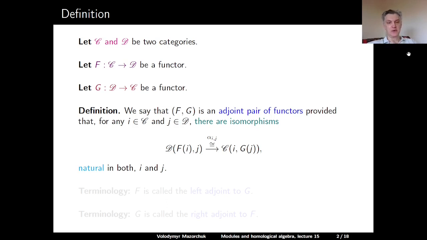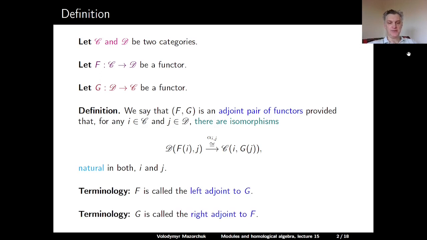Note that the isomorphisms alpha are just maps between two sets. Saying that alpha is an isomorphism is exactly the same as saying that alpha_{I,J} is a bijection. The terminology: in this case, the functor F is called the left adjoint of G, and the functor G is called the right adjoint of F.